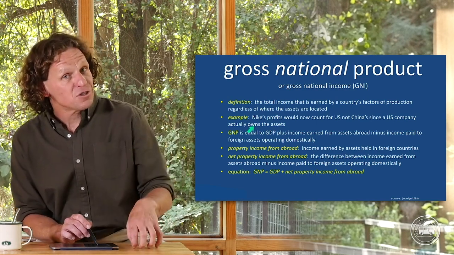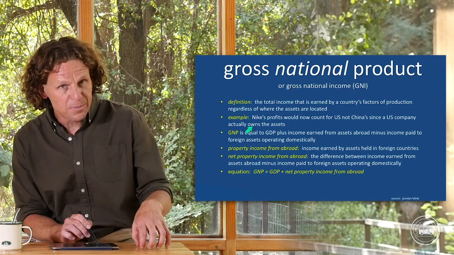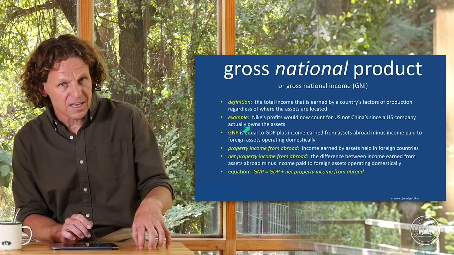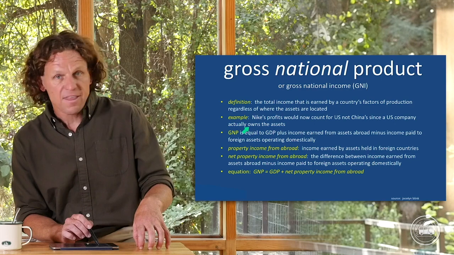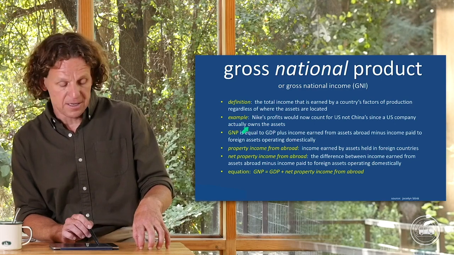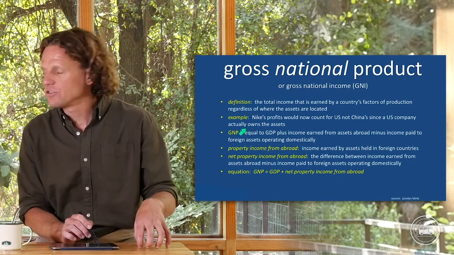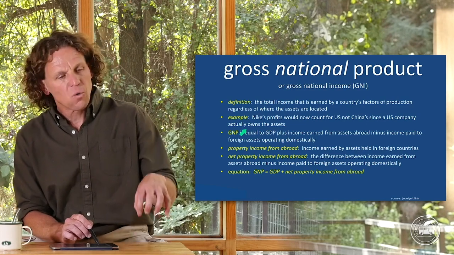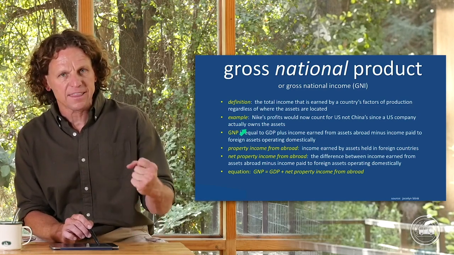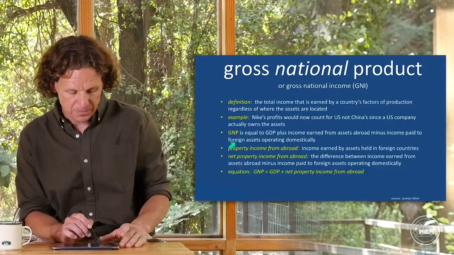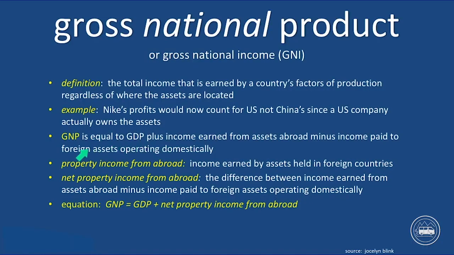So for GDP of China, yes. Those Nike sales and profits matter. They do not count for the United States' GDP. But for gross national product, they do not count for China. They count for where that company's from, the flag that it holds, in this case, the United States, okay? So GNP is equal to GDP plus income earned from assets abroad minus income paid to foreign assets operating domestically. That's a complicated way of already saying what I have said to you, okay?